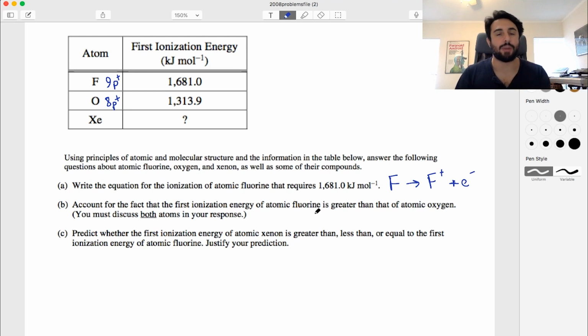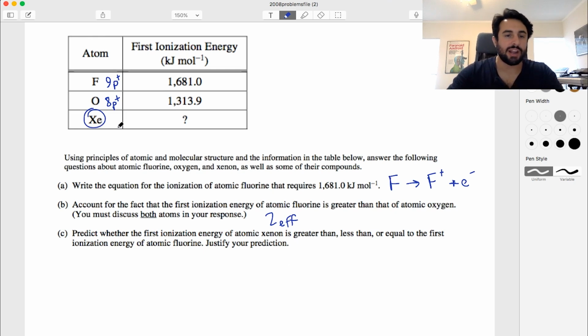So we're talking about the discrepancy in nuclear charge, right? The valence 2p electrons in fluorine and oxygen feel the pull of the nuclei with differing strengths. The valence electrons in fluorine feel a stronger effective nuclear charge because of that additional proton right there. So we can just say really Z effective. That's the reason. Now, predict whether the first ionization energy of atomic xenon is greater than, less than, or equal to the first ionization energy of atomic fluorine.